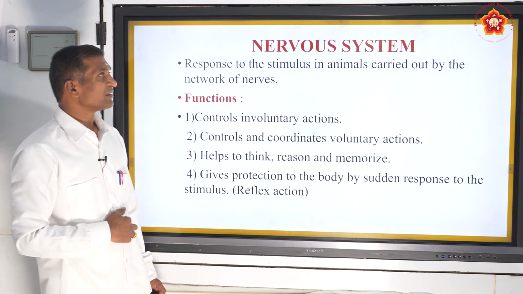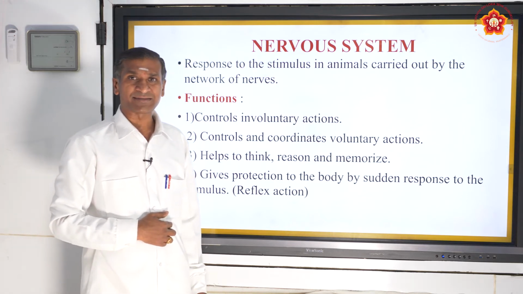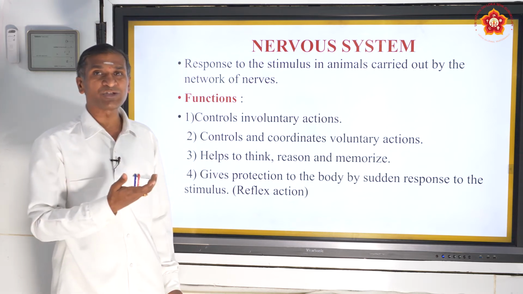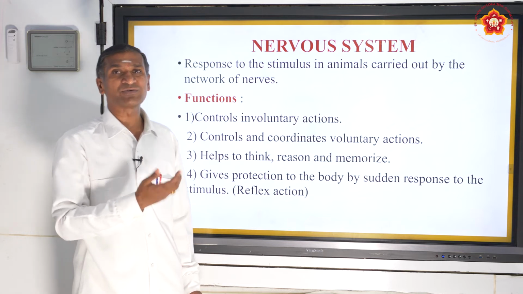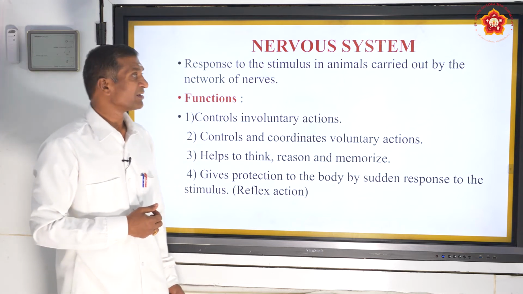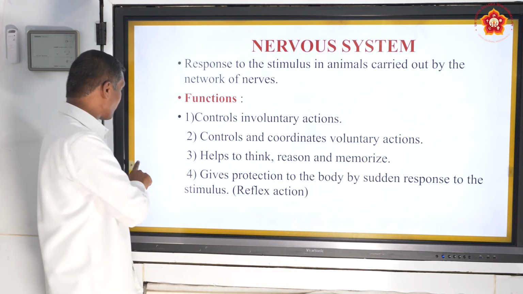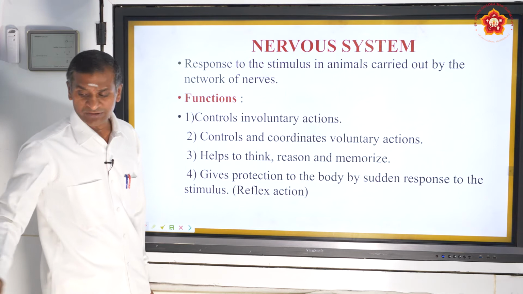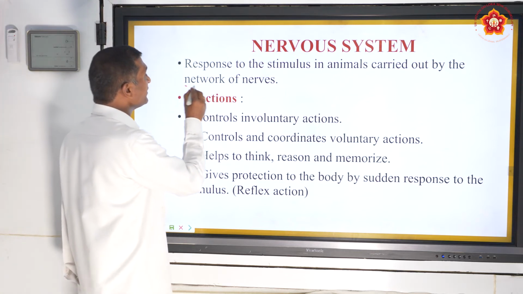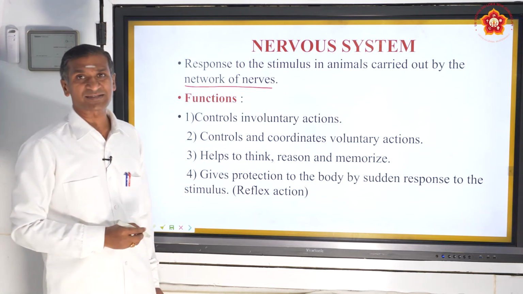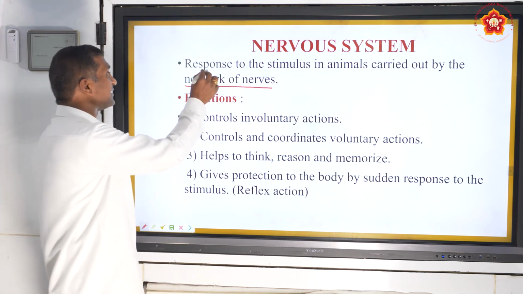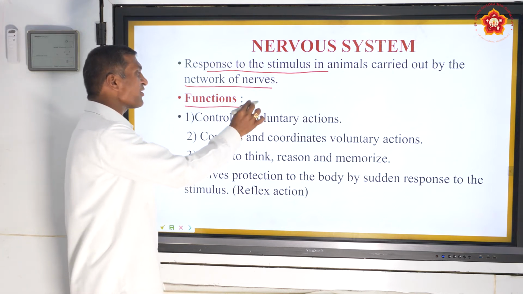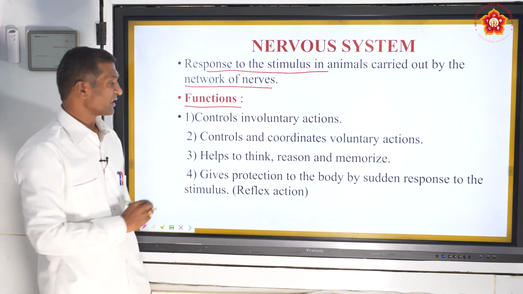Nervous system. What is this nervous system? It is just a network of nerves that shows the response to the stimulations. The network of nerves, what you all are observing here, is nothing but the network of nerves. Network of nerves is this nervous system. Why is it necessary? To show the response to the stimulus.